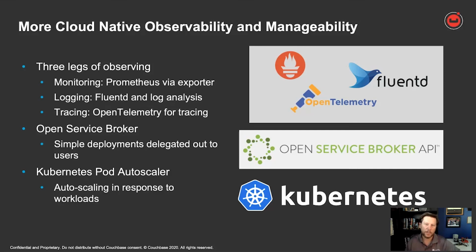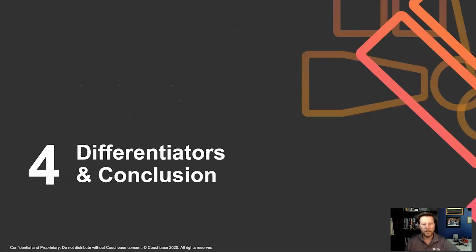So the message I kind of want to leave you with here is Cloud Native is not just about Kubernetes, although that ends up being one of the more popular ways to go about it, but also things like OpenTelemetry and FluentD and Prometheus that can exist outside the context of Kubernetes directly. A couple of differentiators and a conclusion for you.